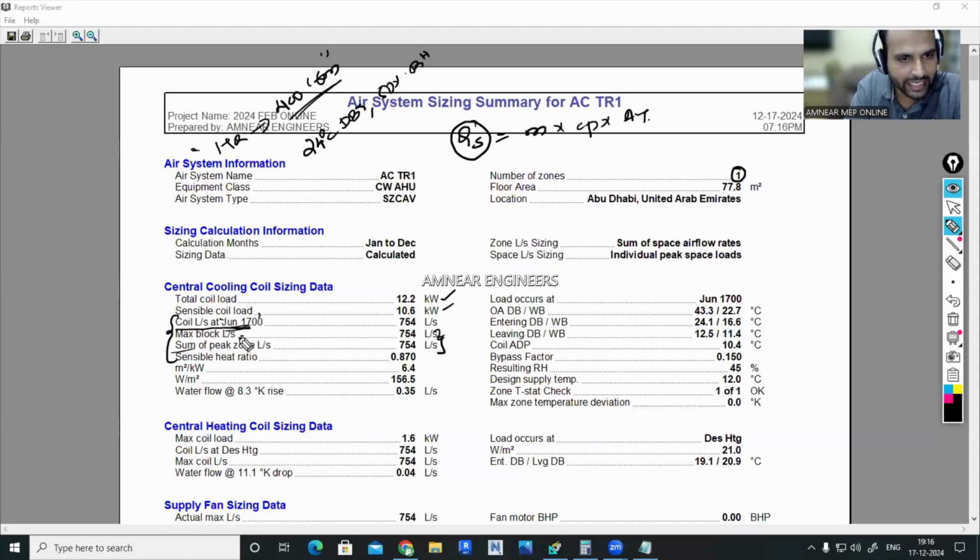So when the internal and external conditions are at peak, we need 754 liter per second inside. But if it is a multi-zone building, the airflow rates for all the spaces or zones, including diversity, when added, give you this maximum block liter per second. So for multiple zone machine selection, you can select the maximum block liter per second only. Sum of peak zone liter per second is simply the peak airflow rates added together by the software without considering any diversity.